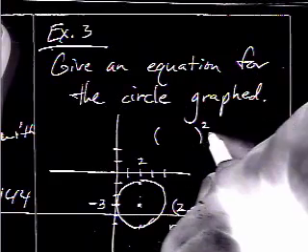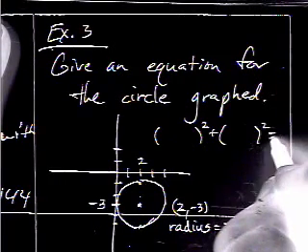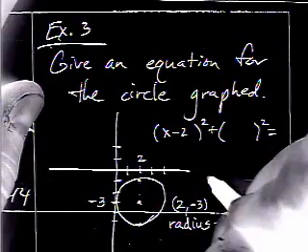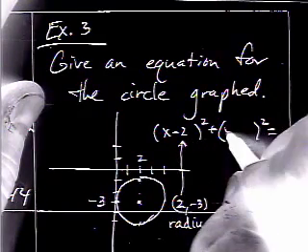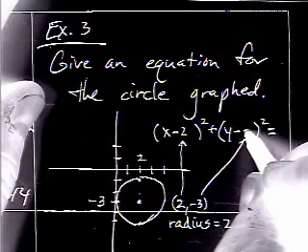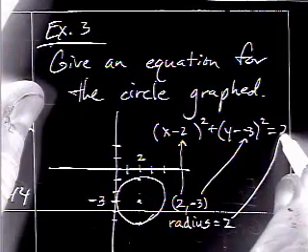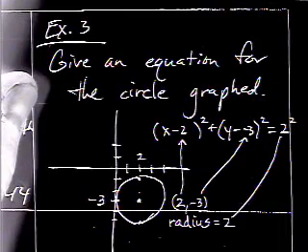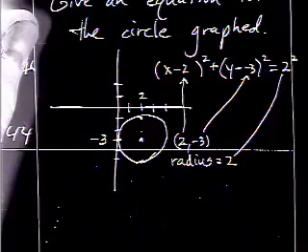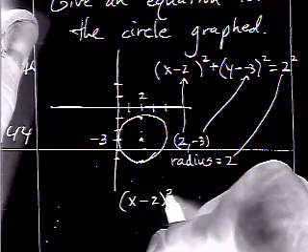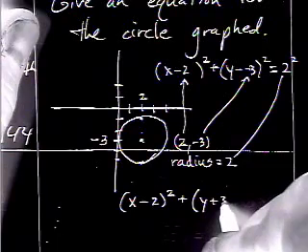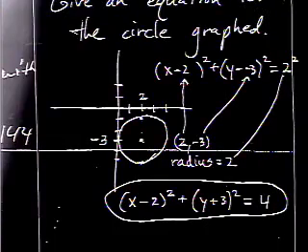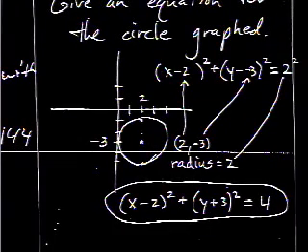Okay. So let's see what we got. x minus 2, right? 2 goes in here. y minus negative 3, that goes in here, equals 2 squared. So if you want to write your completed answer, you'd have (x minus 2) squared plus (y plus 3) squared equals 4. Not terrible. Just had to put a couple values in and you were done.